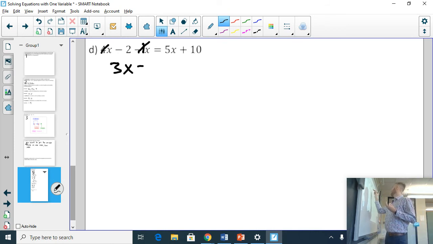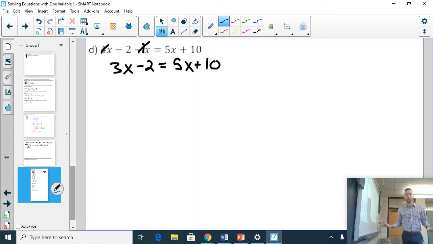And then I'm just going to rewrite, now we still have minus 2 equals 5x plus 10. And now I'm going to do the same thing that I did before. So I have 2 things on each side, but I want to get it done in one swoop. So stick with me while I do that. I see that 5x is bigger than 3x, so I'm going to subtract the 3x from this side so I keep things positive.